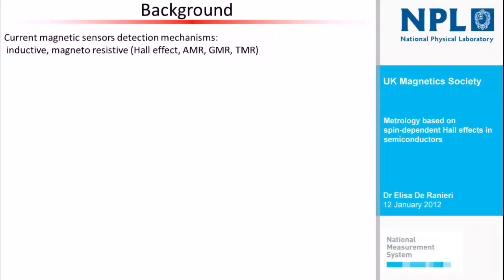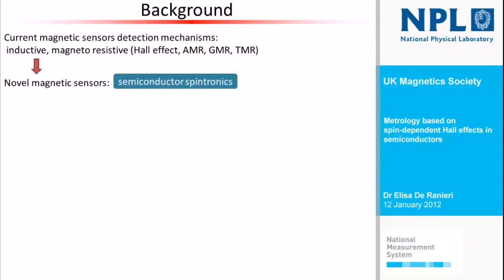So background: as Hans Werner was saying earlier, especially for magnetic storage, current magnetic sensor technologies are based on detection schemes which are either inductive or based on magnetoresistive effects, and mostly use metallic materials. A novel approach is now to use what's called semiconductor spintronics, in which the spin polarized transport happens directly in the semiconductor material, and obviously materials like gallium arsenide and silicon are the best-known materials in semiconductor microelectronics.